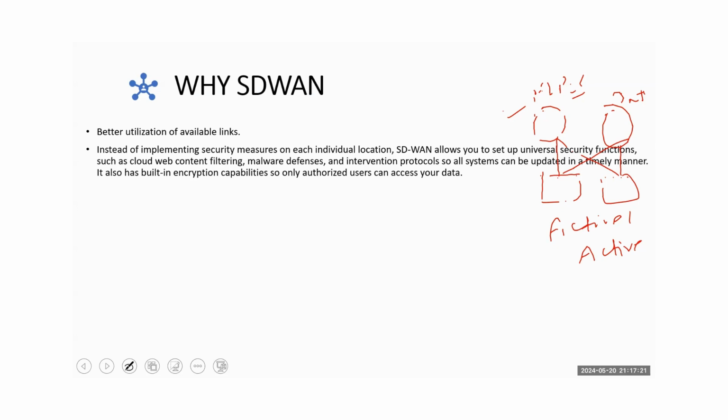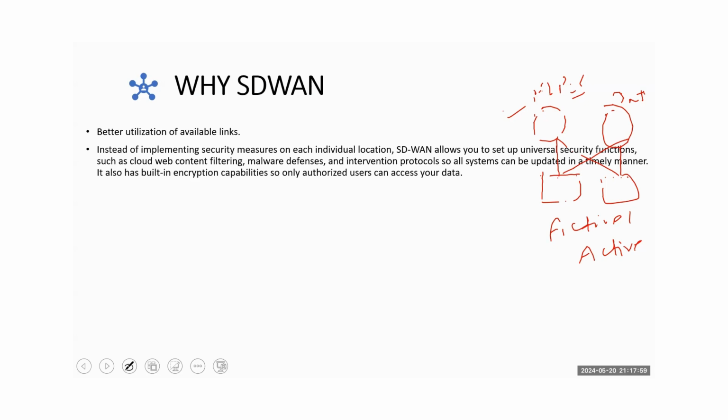In a traditional network, on each site we have to deploy the firewall, the IPS, IDS, all those things. But in SD-WAN, from a centralized location with centralized management, you can do all these things at the same time, on the cloud. We have URL filtering, content filtering, malware defenses, and intrusion protocols. Everything can be updated and controlled from the centralized place, and it helps with ease of deployment and ease of control.